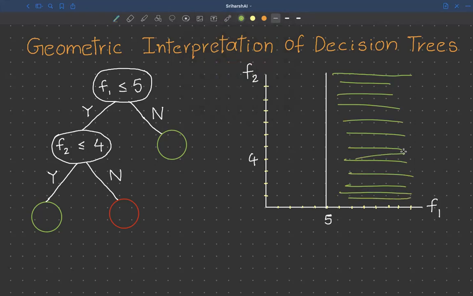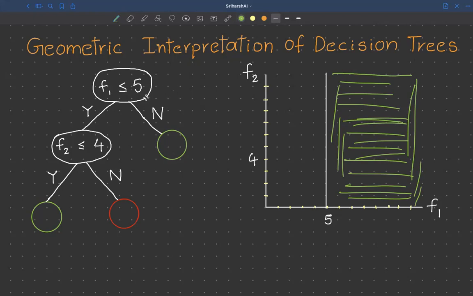Okay. So any sample that fails this condition and comes to the right hand side of the tree comes to this specific space in the geometry. Here, if a point comes here, then it's classified as positive. Let's say this condition is true. That is, feature F1 is less than or equal to 5.